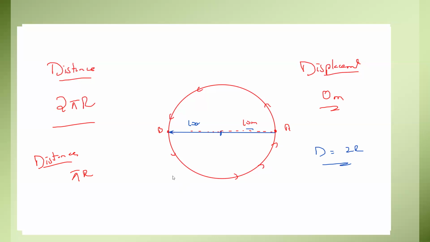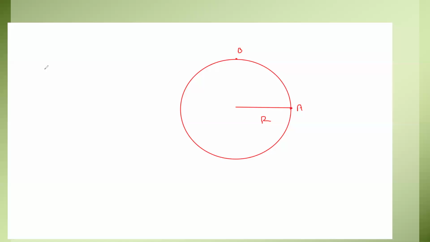But what about the quarter of the circle? For example, an object is at position A and it moved to position B. Say the radius is r. What is the distance traveled moving from A to B?